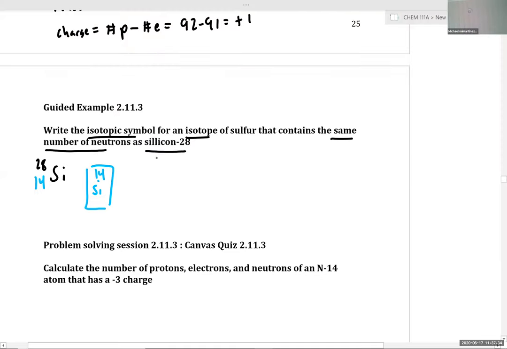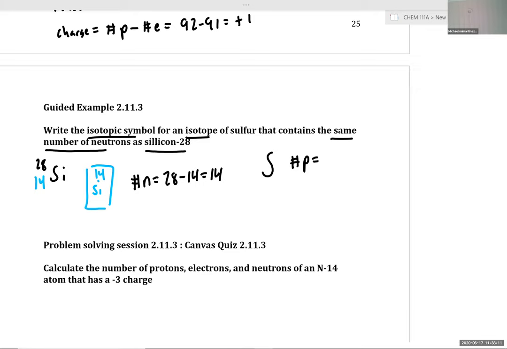In this problem, we're asked to write the isotope symbol for an isotope of sulfur that contains the same number of neutrons as silicon 28. So it falls to reason then, we should probably figure out how many neutrons silicon 28 has. So if we take 28 minus 14, we get 14 neutrons. So then for sulfur, let's think about what we know about sulfur. Do we know the number of protons that sulfur has?